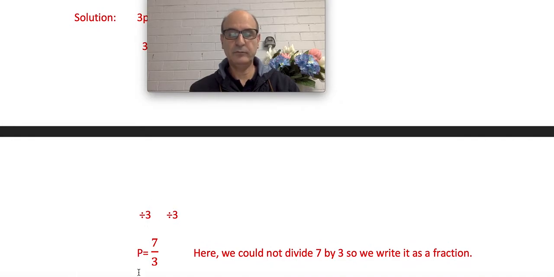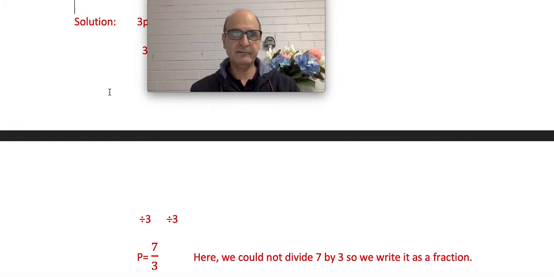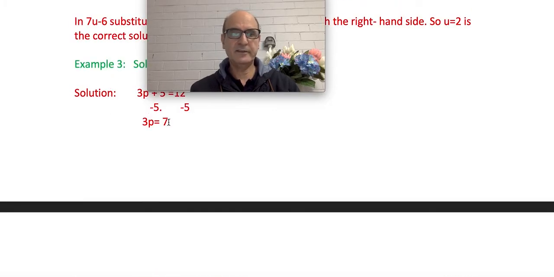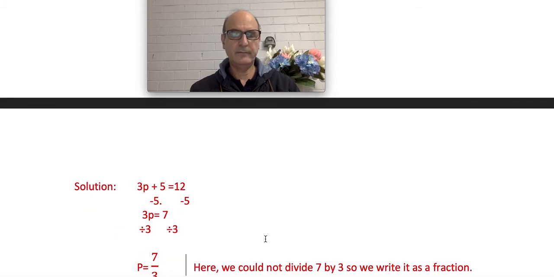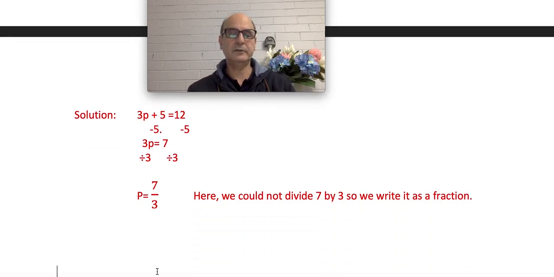So I go back to p on this side. And on the other side, because I had 7, I'm going to divide 7 by 3. But 3 doesn't go into 7, so just write it as a fraction, 7 over 3.